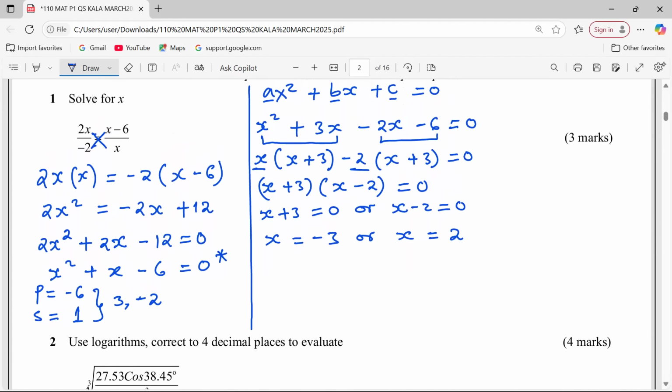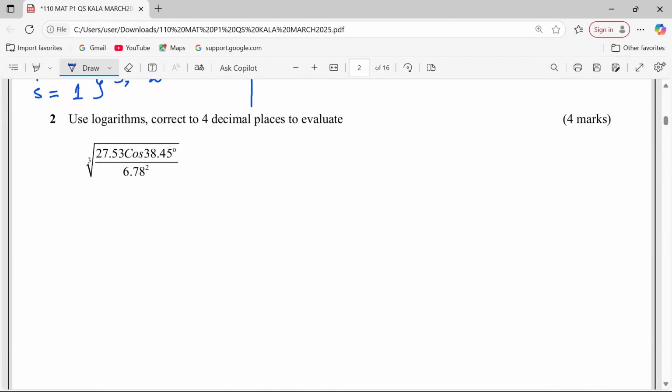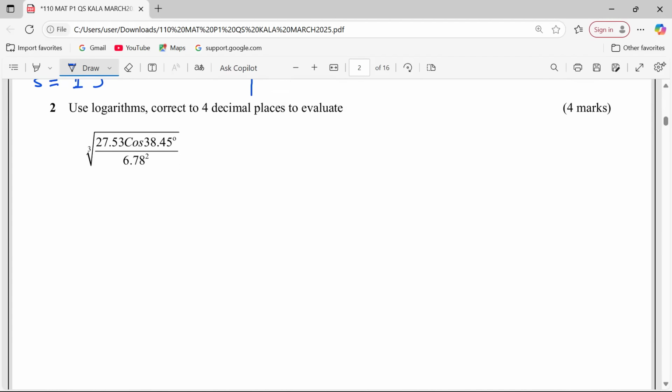That's number 1. We can now proceed to check what number 2 demands. We are told to use logarithms, correct to 4 decimal places, to evaluate the cube root of 27.53 multiplied by the cosine of 38.45 degrees, then divide by 6.78 squared.